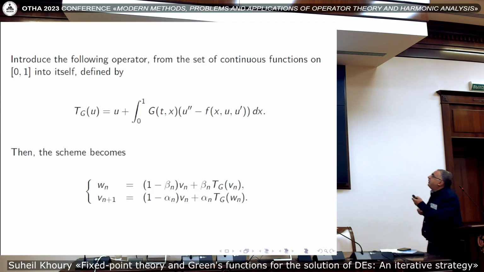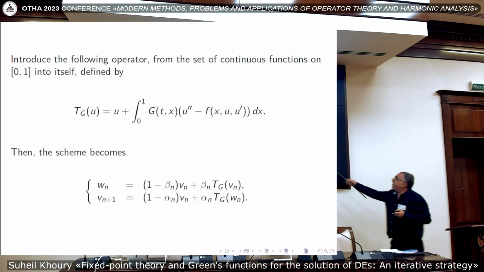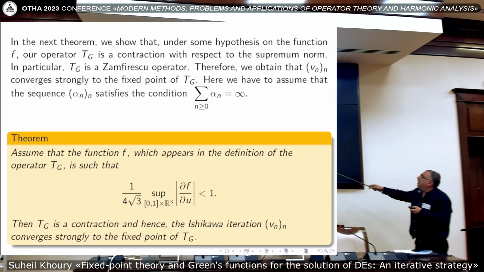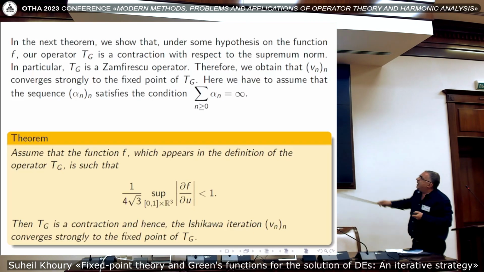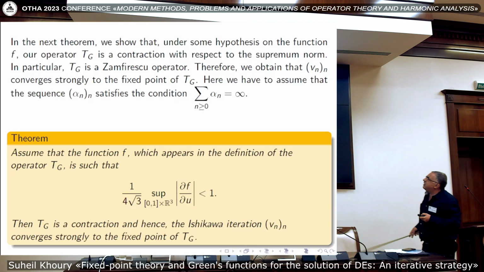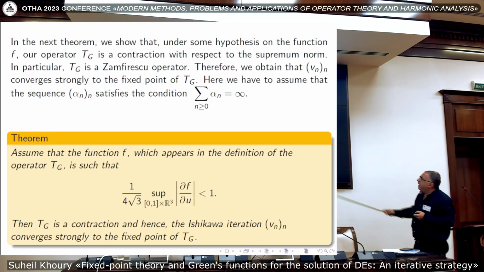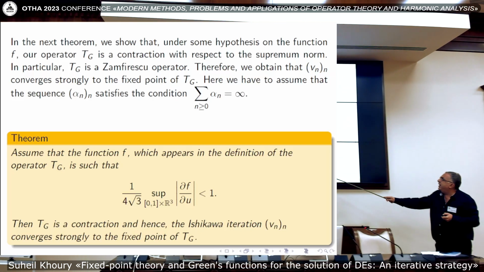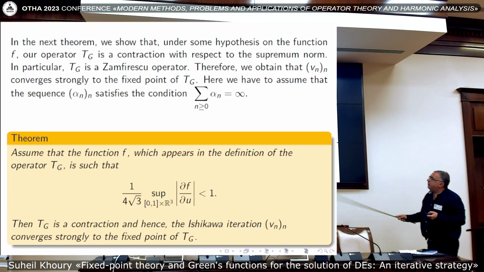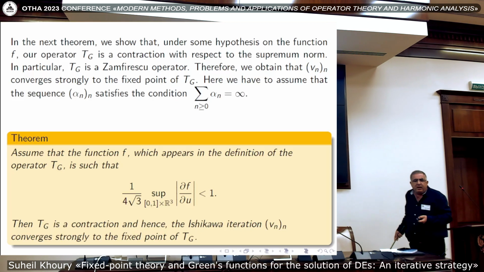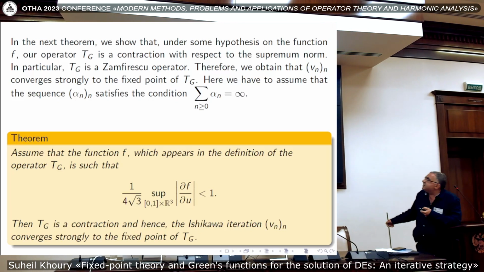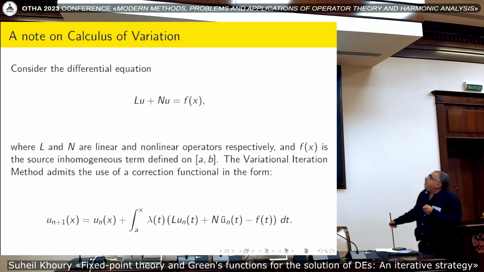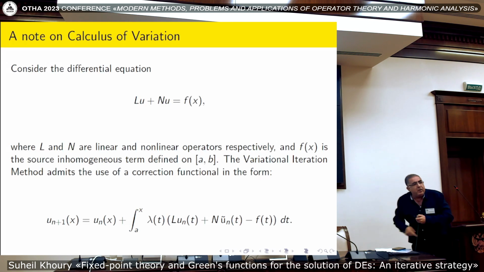So if you define this operator, I'll show you one theorem. Assume that the function f, which appears in the definition of the operator Tg, satisfies this condition. Then Tg is a contraction, and hence Ishikawa converges strongly to the fixed point. You can come up with many convergence theorems.